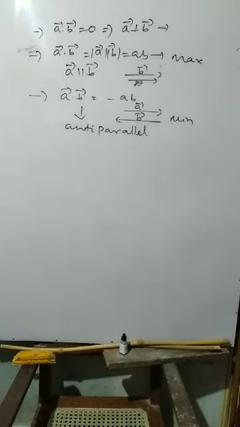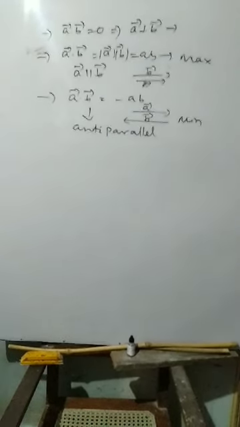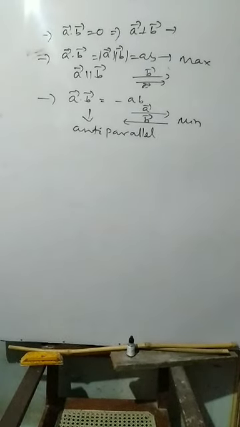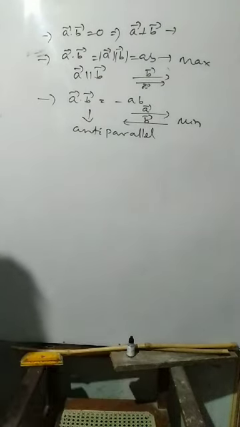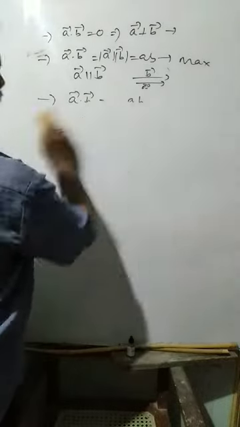So suppose a question comes: at what condition is the dot product of two vectors maximum? You write: when the two vectors are parallel to each other, the dot product is maximum. The dot product is minimum when they are anti-parallel. And A dot B equals 0 when they are perpendicular to each other.